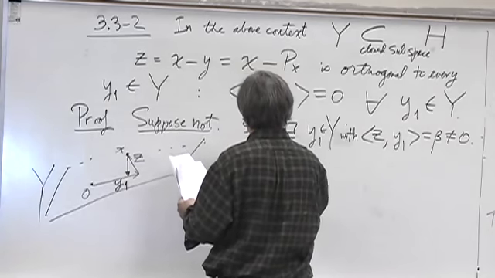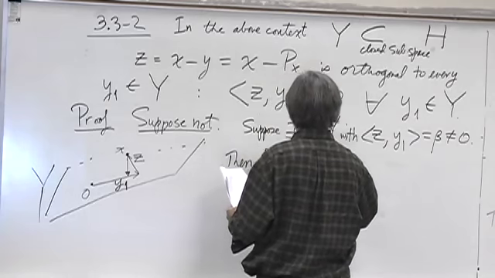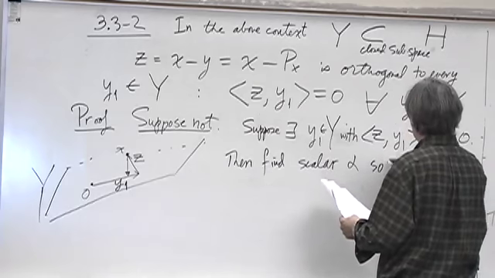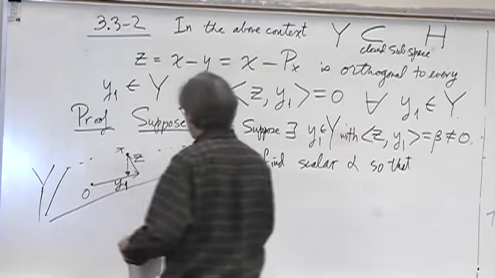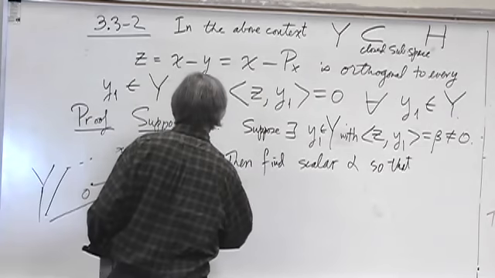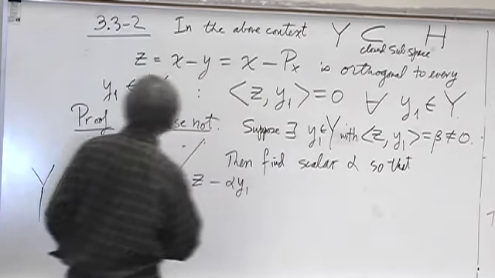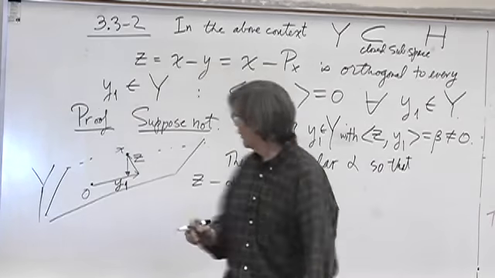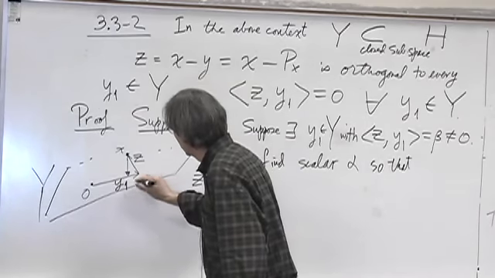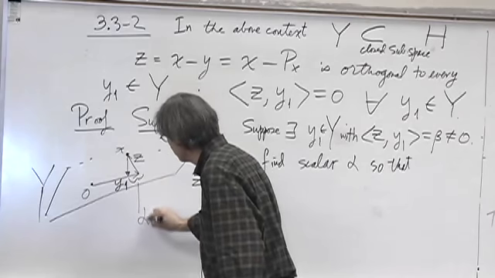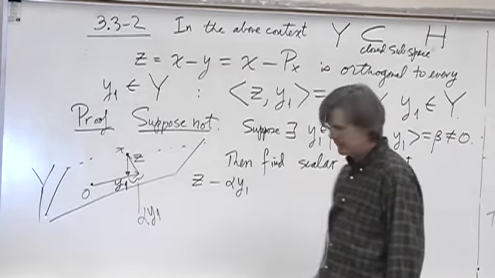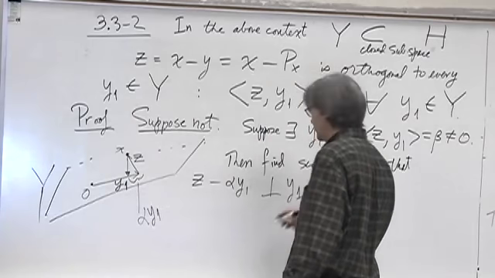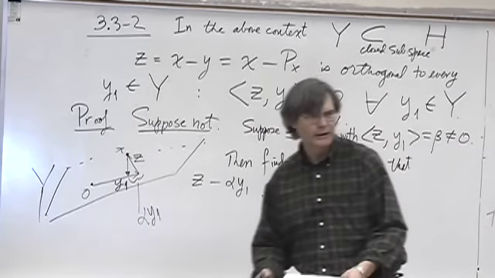Then find a scalar alpha so that if I take z, a little bit of this y1 away, so z minus alpha y1, I can get this right angle in here. So the alpha y1 is going to be right here. It's perpendicular to y1.